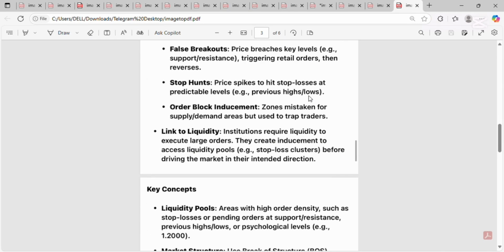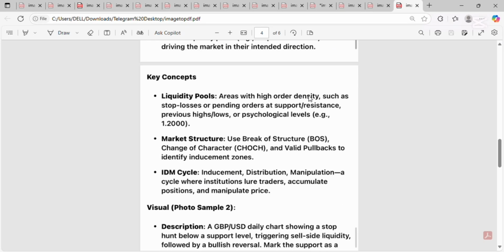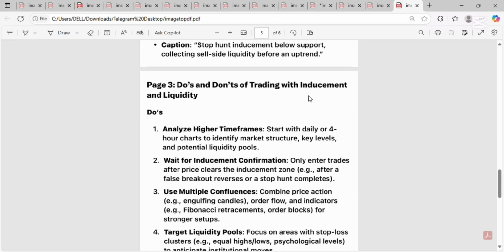Now, when we talk about the link to liquidity, institutional traders require liquidity to execute large orders. They need to fuel the market. So they create inducement to access liquidity pools before driving the market in their intended direction. Now, let me give you a precise diagram of the liquidity and inducement strategy.